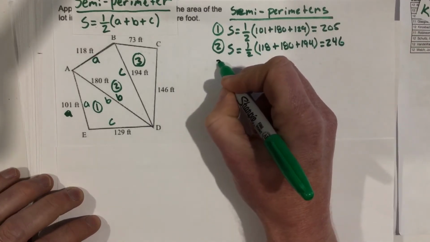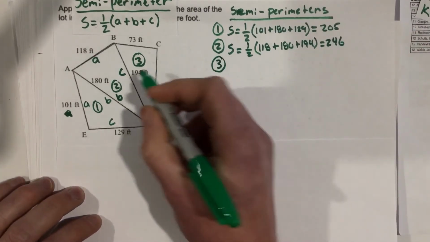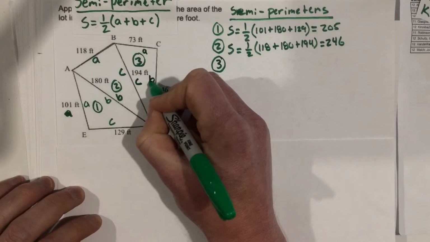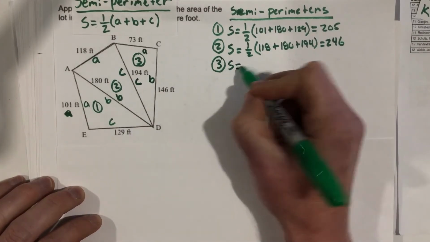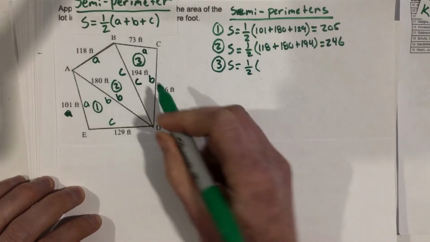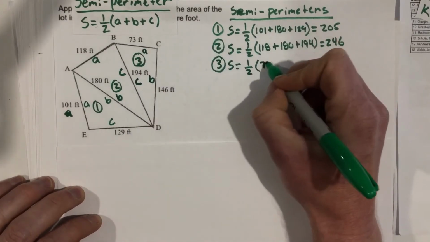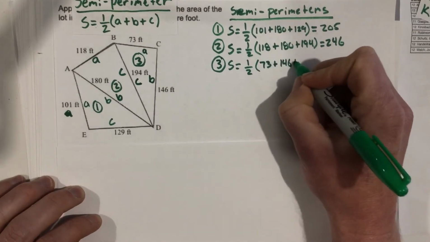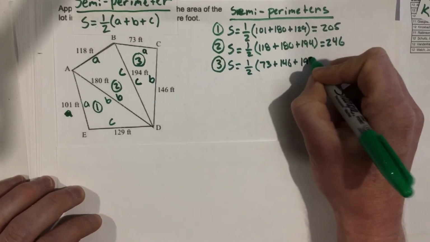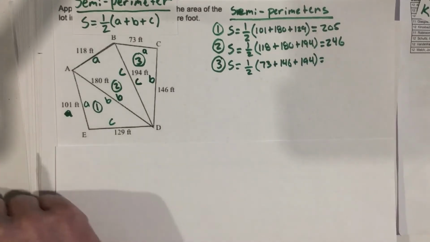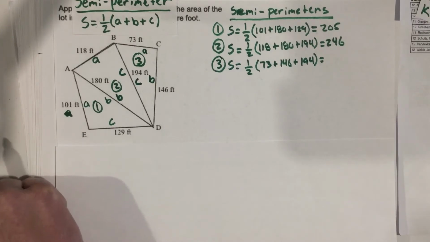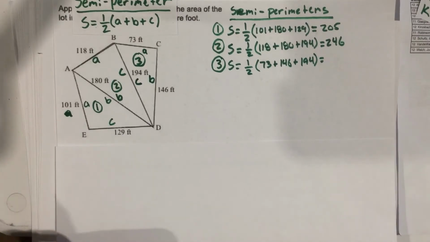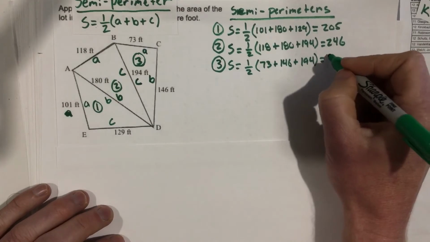And then for triangle 3, I'm going to label this because this was C here. I'm going to label this one C as well. We're going to call this one A and this one B. So S equals 1/2. And then we're going to say that this is 73 plus 146 for B, plus 194 for C. Add those up. And we get 206.5.